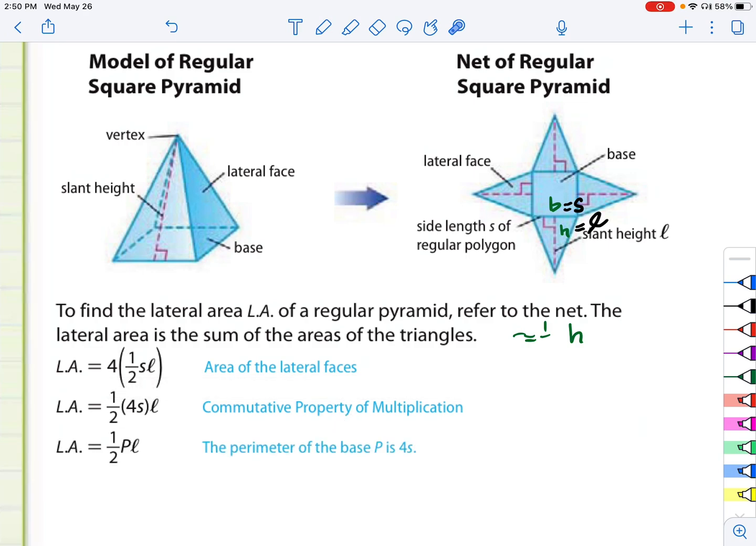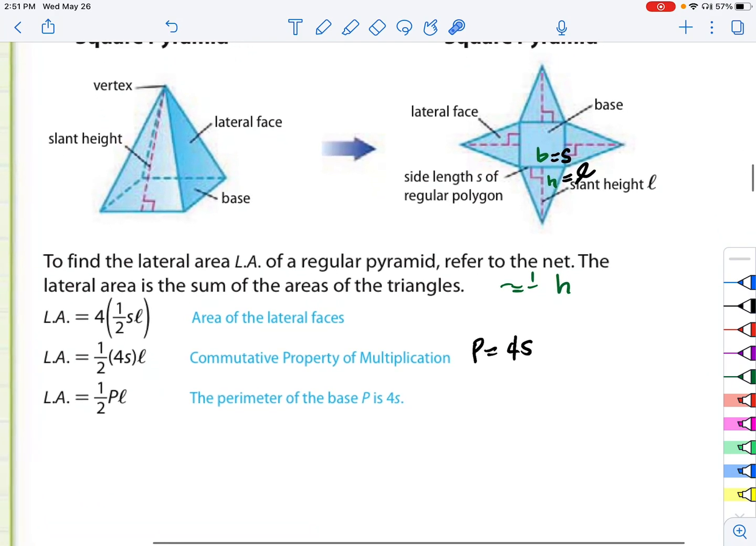Right here, the formula for the perimeter of the base is 4s. So we know this: perimeter is equal to 4s. Remember the perimeter of a square. This is how you find the perimeter of a square: 4 times the number of sides. And we simply substitute 4s with P. And that's how you find the formula for the lateral area of our pyramid.